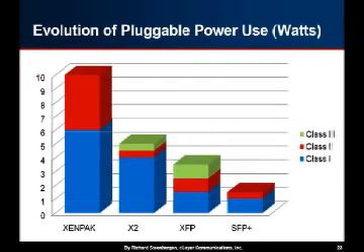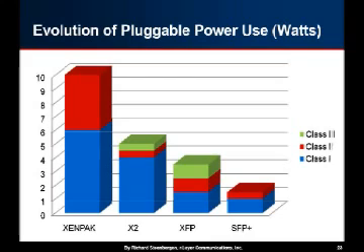So here's a little graph of the evolution of the power classes, and you can see the Xenpak and X2 and XFP. It's been going down over time, but there are different power classes. A class 1 might be copper or an SR or an LR. Class 2 might be a 40 kilometer ER. Class 3 might be an 80 kilometer ZR.